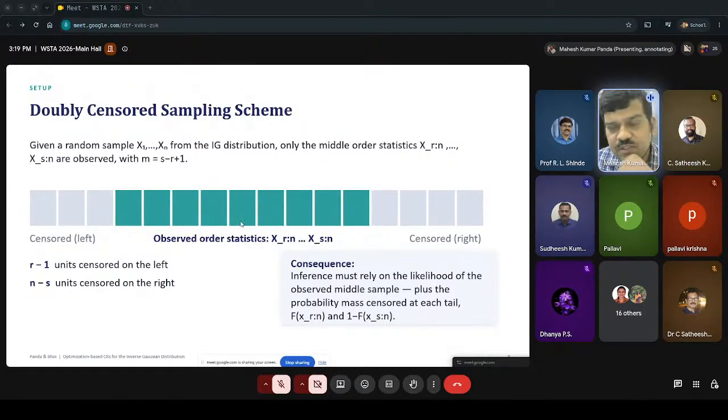So what you can observe is the middle observations, that is n equal to s minus r plus 1. Our inference would be based on the likelihood, based on the middle samples, and the probability mass function censored at each tail: f of x for the rth order statistic, and then 1 minus F for the right tail, where these n minus s units are censored.